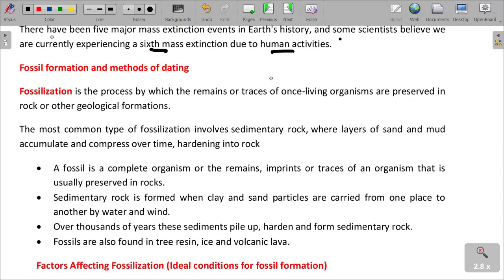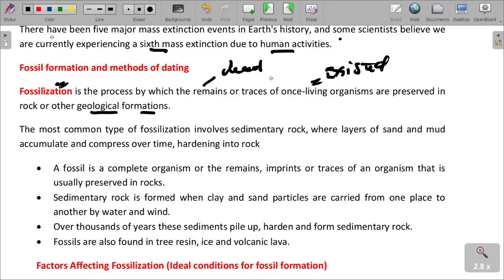So let's quickly look at fossil formation and methods of dating. What is fossilization? Fossilization is basically the process by which the remains or traces of once-living organisms are preserved in rock and other geological formations. So these organisms have died, and their remains, preserved in rocks or other geological formations, are what we call fossilization.